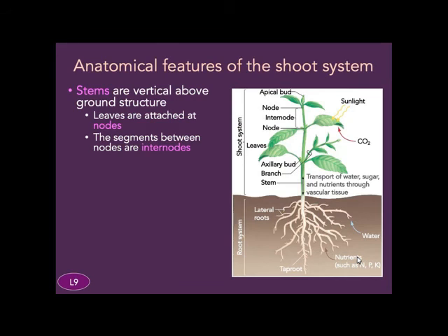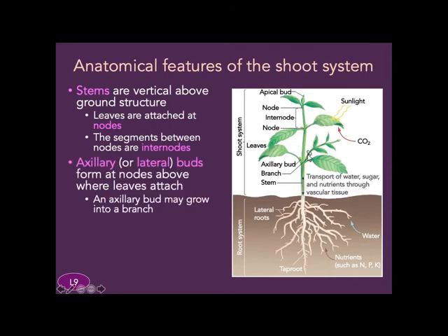Okay, so let's look at the shoot system. Again, this is the same picture, but with more words on it. The stem is the part above the ground, and the places where the leaves are attached, we refer to as a node. So this is a node, and that's a node, and that's a node, okay? And then the sections between the nodes are the internodes. And these could be really long or really short.